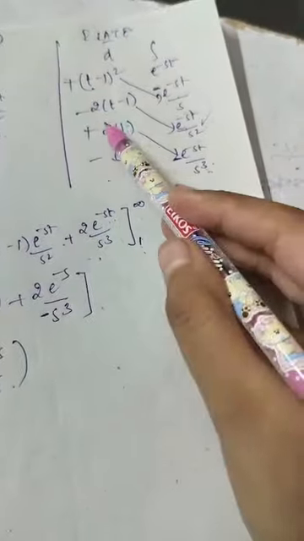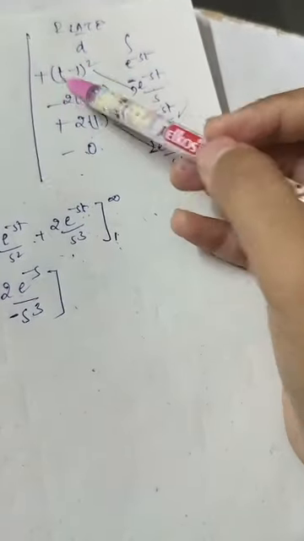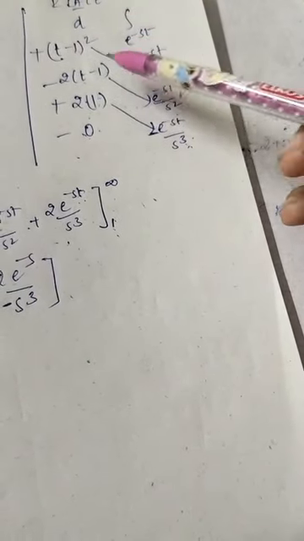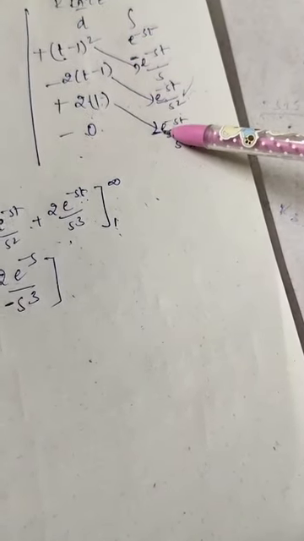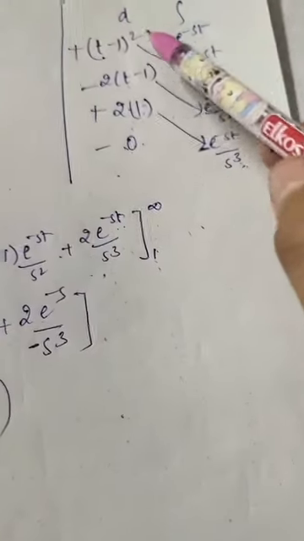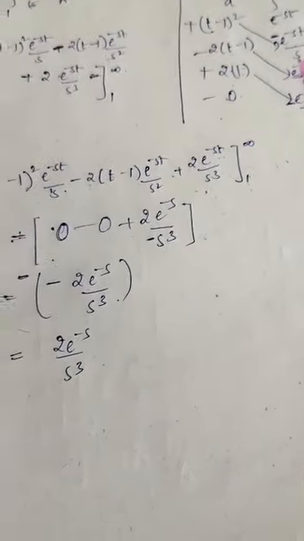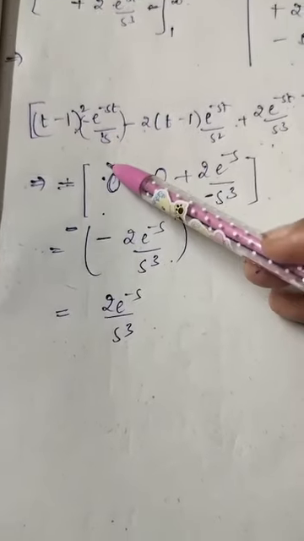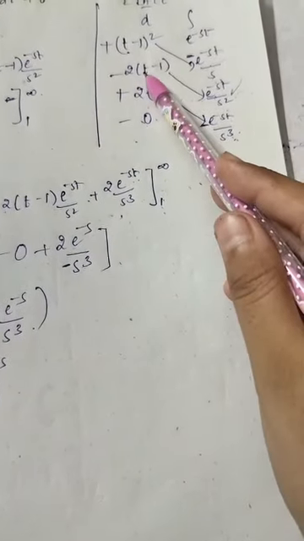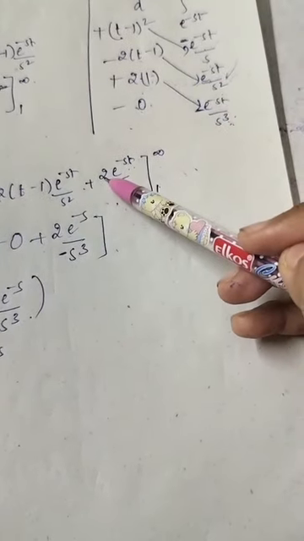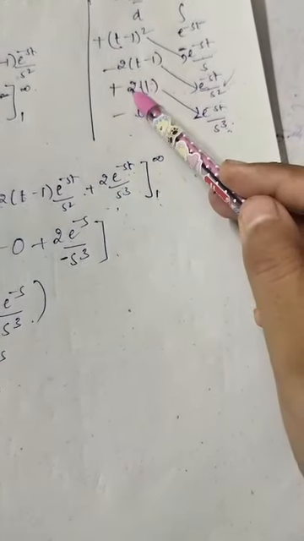Now writing it, keeping the positive and negative signs, and doing multiplication for the adjacent terms. Here you can see t minus 1 whole square into minus e power minus st by s, I have done. Then minus 2 into t minus 1 into e power minus st by s square, then this one.